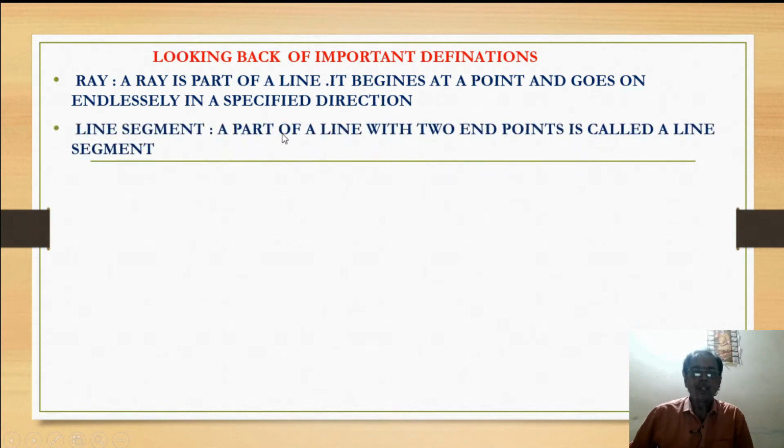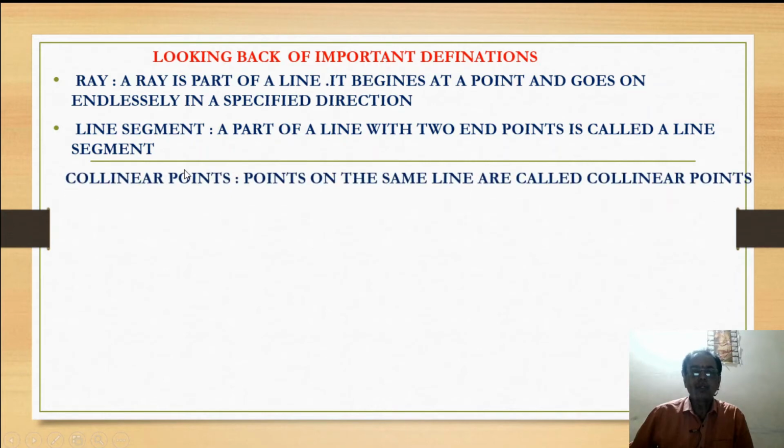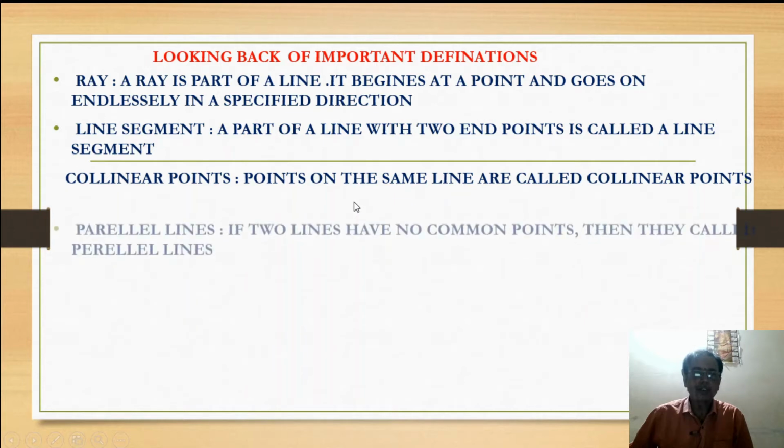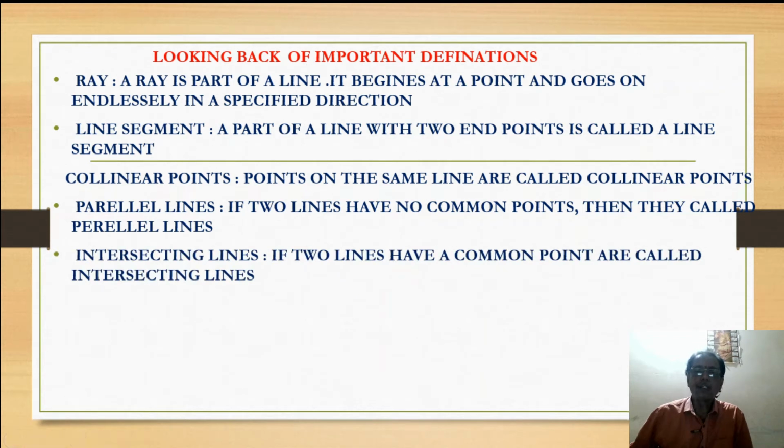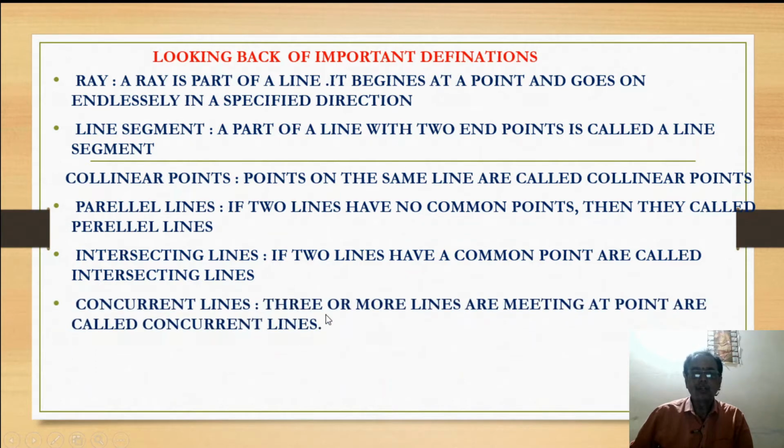Line segment. A part of a line with two endpoints is called a line segment. Collinear points. Points on the same line are called collinear points. Parallel lines. If two lines have no common points, then they are called parallel lines. Intersecting lines. If two lines have a common point, they are called intersecting lines. Concurrent lines. Three or more lines meeting at a point are called concurrent lines.